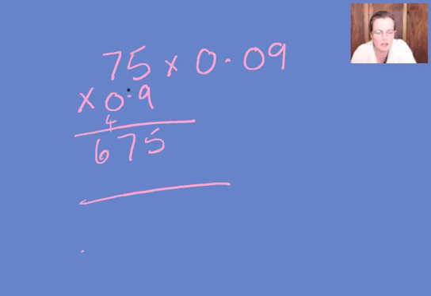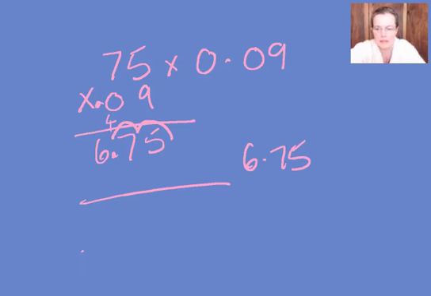And then how many numbers after the decimal point? Oh, look what I've done. I've put the decimal in the wrong place. Oh, shh. Don't tell anyone. How many numbers after the decimal? 2. So we bounce it in 1, 2. So the answer is 6.75.